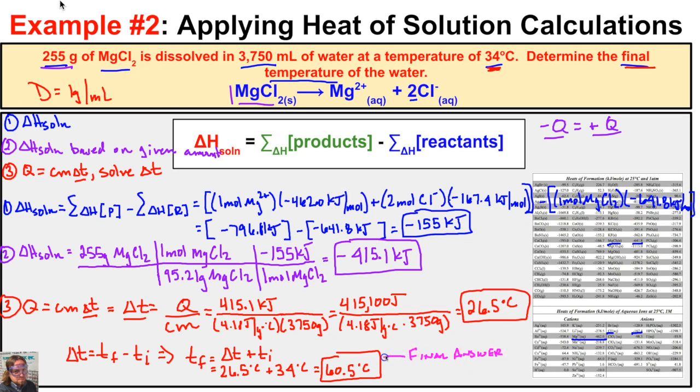So a lot going on, but take a look. When we dissolve 255 grams of magnesium chloride in this much water at a starting temperature of this, the final temperature of that water is going to be 60.5 degrees Celsius. When you dissolve this in water, the magnesium chloride is going to dissociate. It's going to release this much energy. The water is going to absorb that energy, and so we can figure out delta T from there and then figure out what our final temperature is going to be.